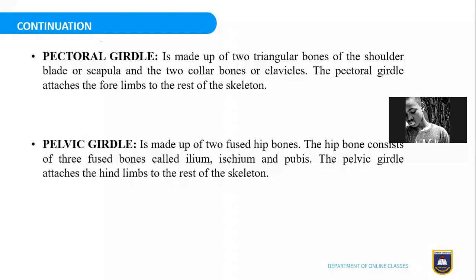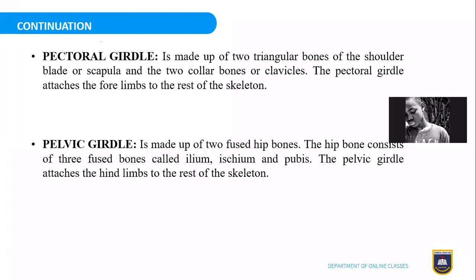Remember that I said the axial skeleton consists of the skull, vertebral column, and the rib cage. The axial skeleton is the main body of the skeleton. And if I say something is appendicular, it is something auxiliary, attached to something, okay? So the limb girdles are the bones that allow your hand and your leg to attach themselves to the main body, or to the axial skeleton.